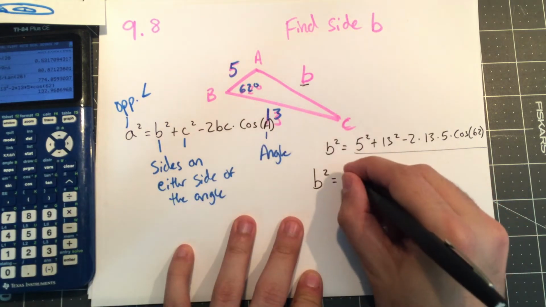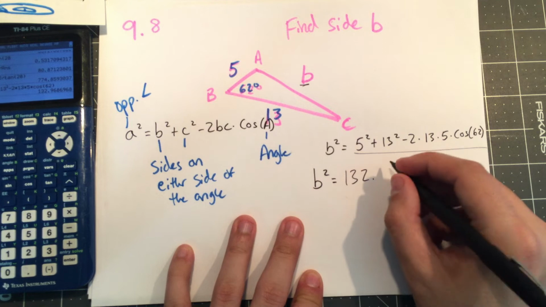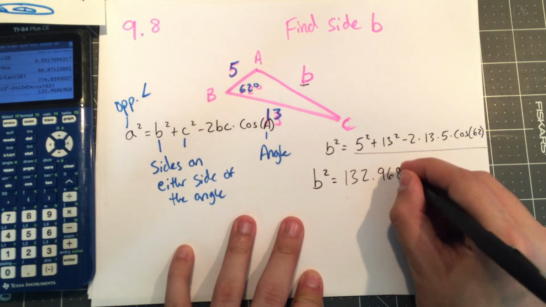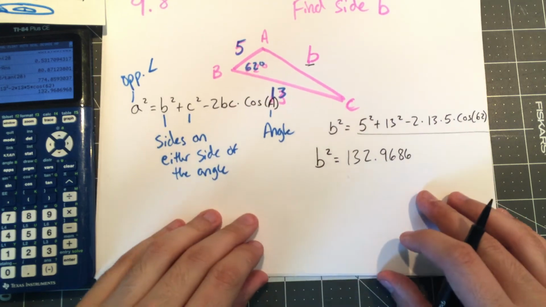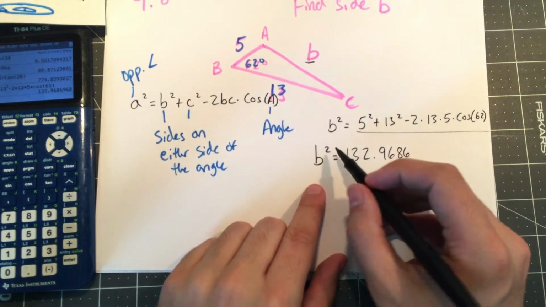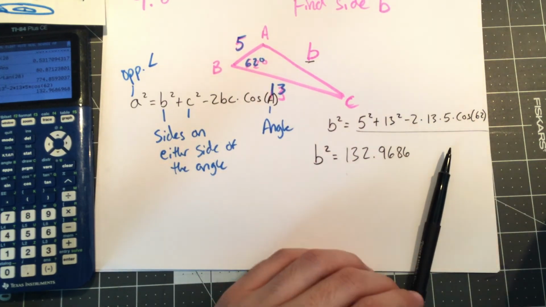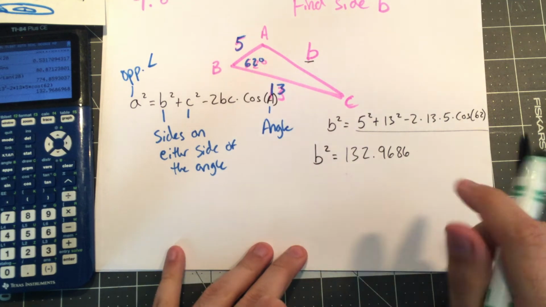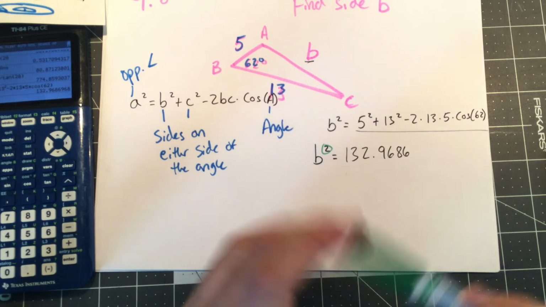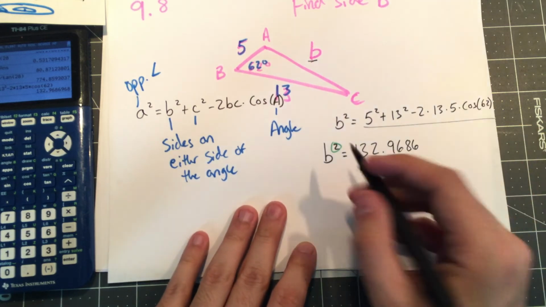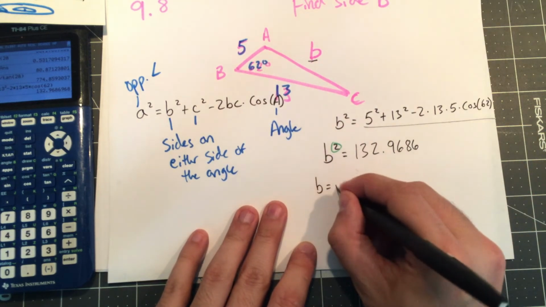And I get 132.9686. I'm keeping decimals while I'm working, and then I'll cut them off at the end. Very important, I don't have my b, I have b squared. I still have this squared here that has to be dealt with. So make sure you do not stop here. This is not your final answer. You just have to make sure you square root it.